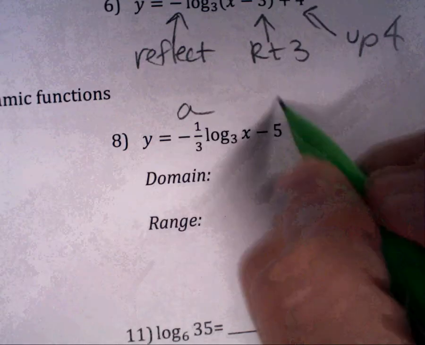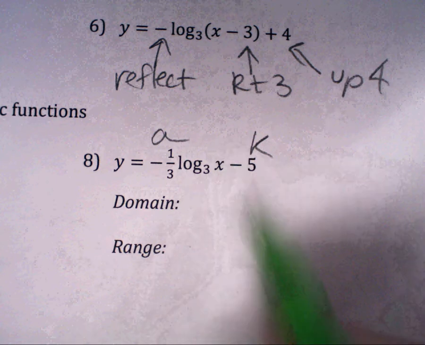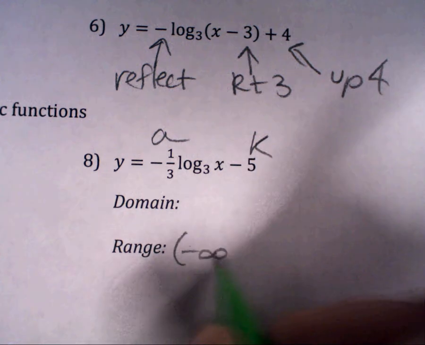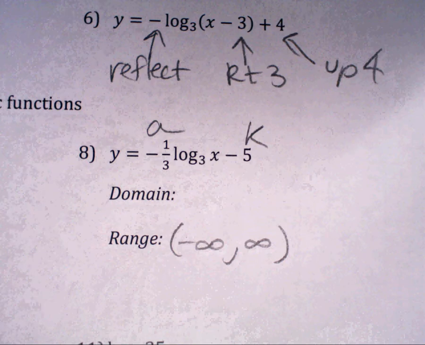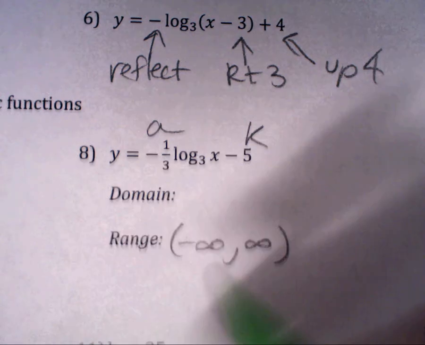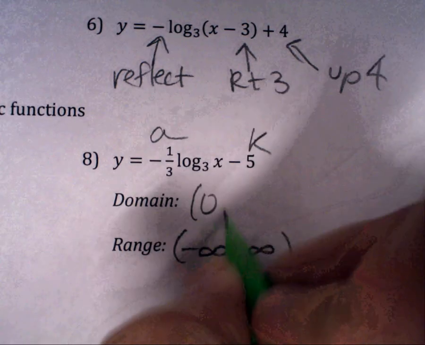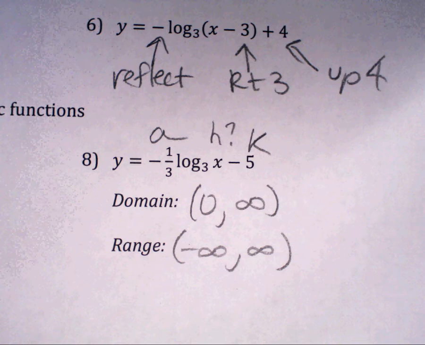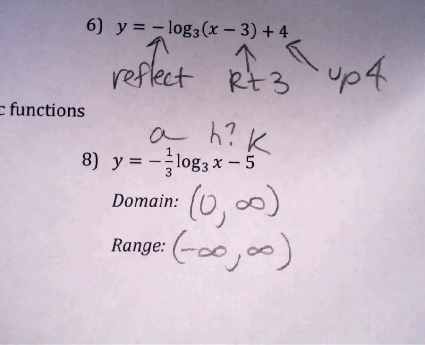If we look over here, we have an A and we have a K. We actually don't have an H because there is no parentheses here. So our range is negative infinity to infinity because all of these go forever up and down. Our domain goes from 0 to infinity because the H is not present. Okay, the H isn't there, so it's 0. So there's our domain and range.